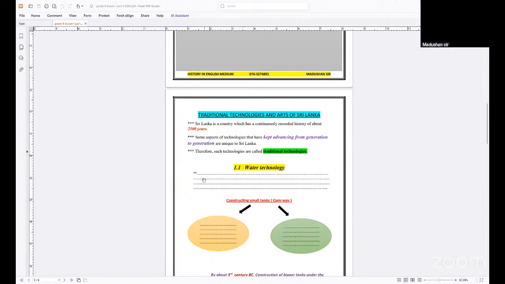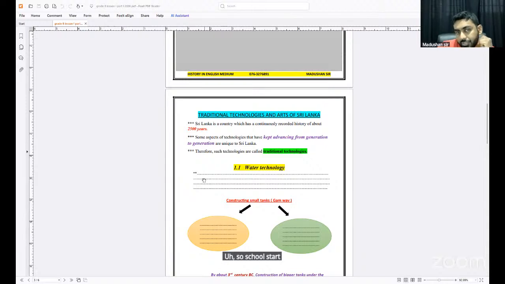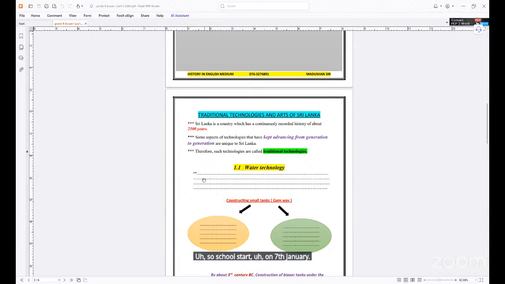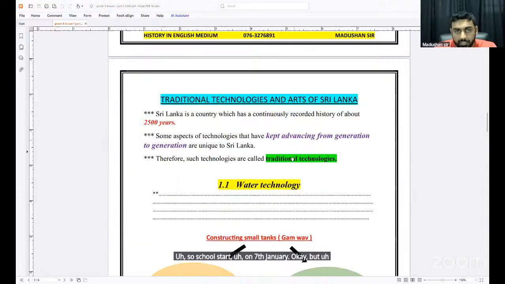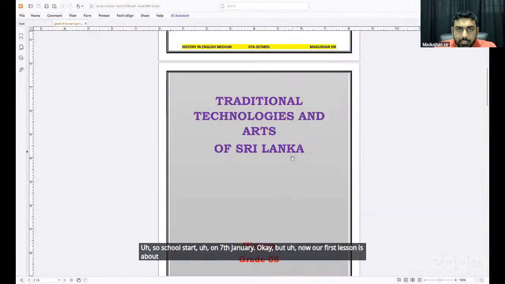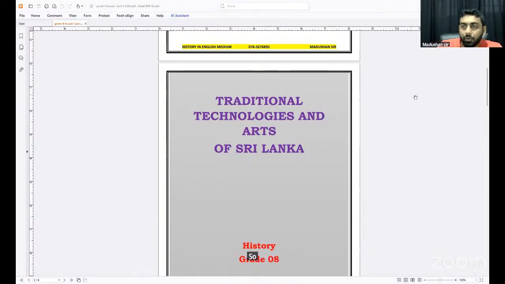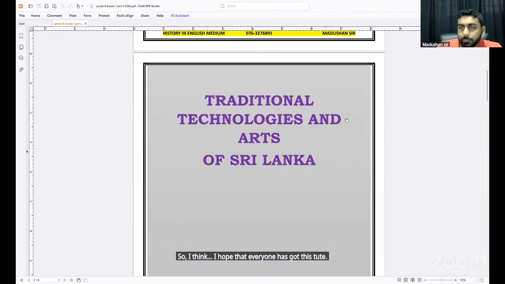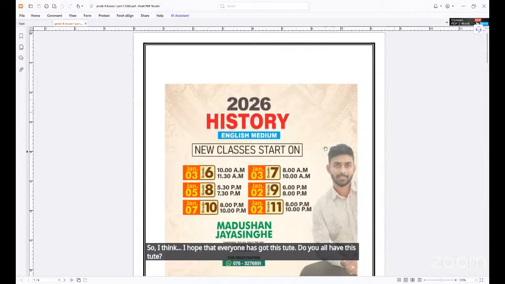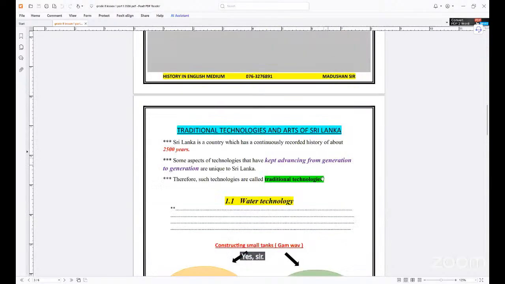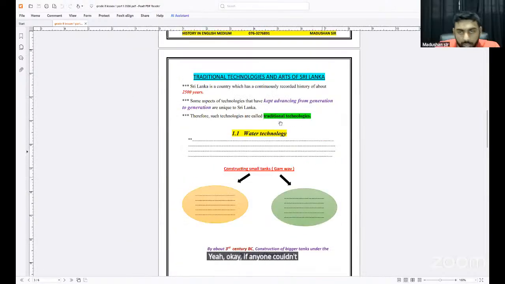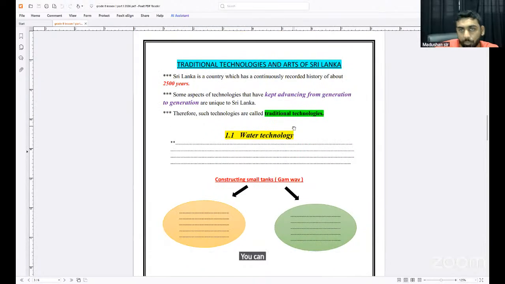So our school started on 7th January. Now our first lesson is about traditional technologies and arts of Sri Lanka. I hope that everyone has got this tute. Do you all have this tute? If anyone couldn't take printouts, don't worry. You can complete the tute next day also.